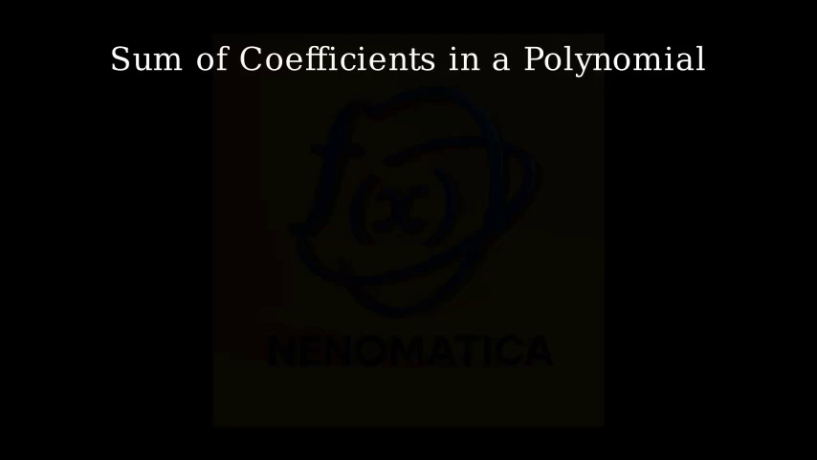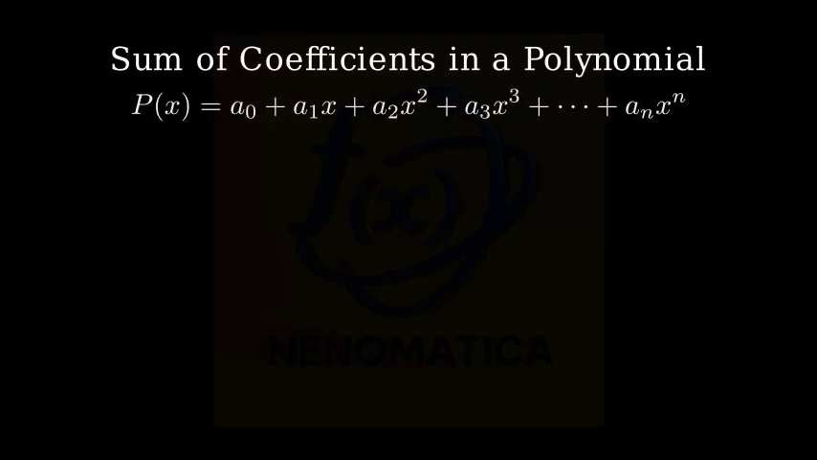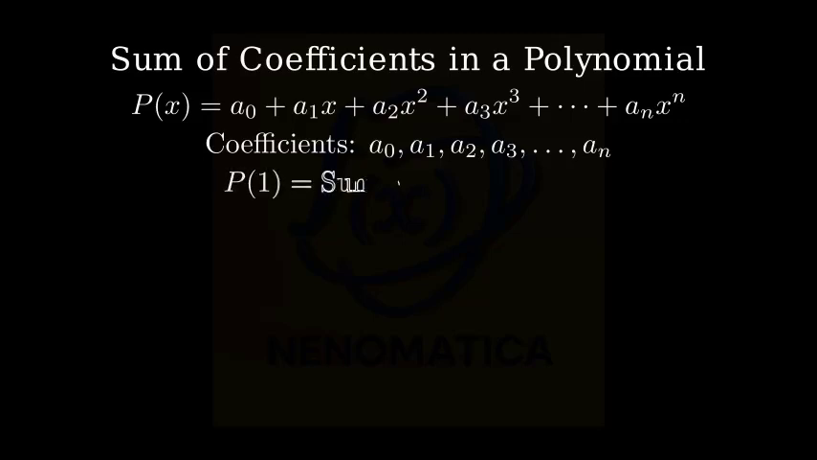Let's start with a general polynomial p of x, which can be written as a 0 plus a 1x plus a 2x squared plus a 3x cubed, and so on. The coefficients of this polynomial are a 0, a 1, a 2, and so on. Here's an important property. When we substitute x equals 1 into the polynomial p of x, the result is the sum of all coefficients. Let's see why this works.